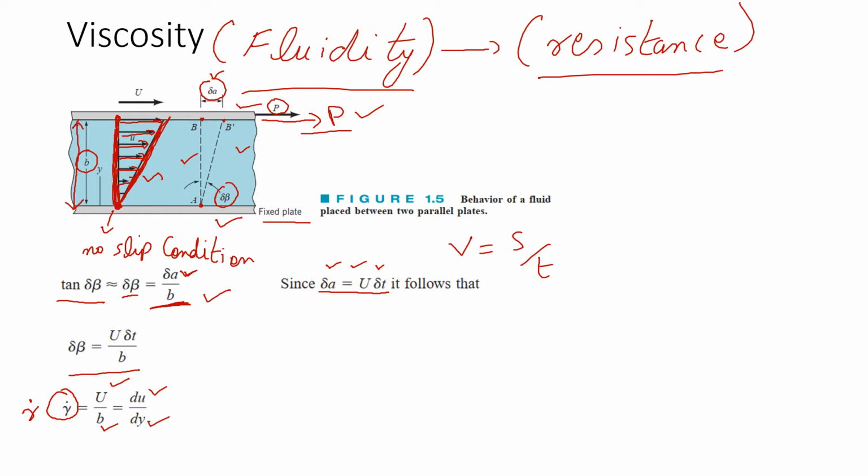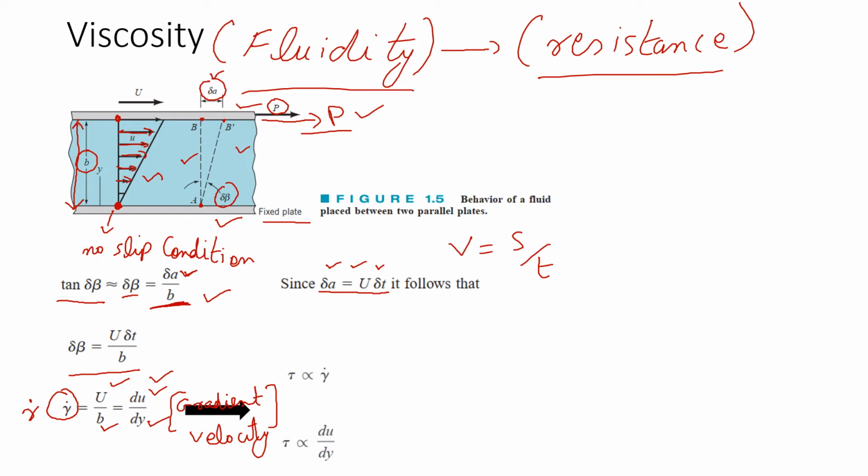So this shows the gradient of our velocity, and as you can see already from here, the velocity gradient develops when we move in the y direction. Here the u velocity gradient is developing when we move in the y direction. That's why this is represented as du over dy. So this actually shows the velocity gradient.